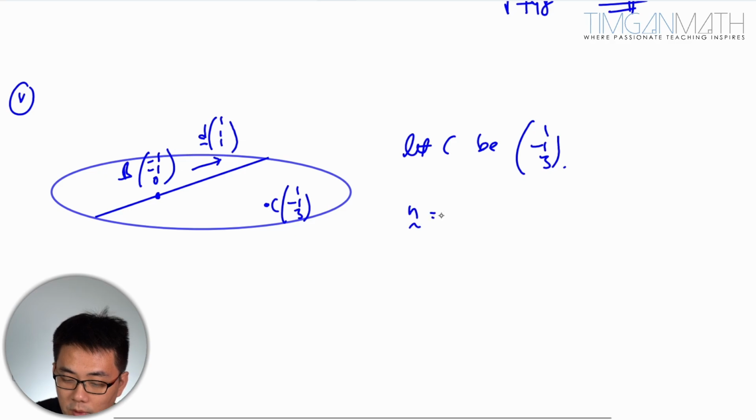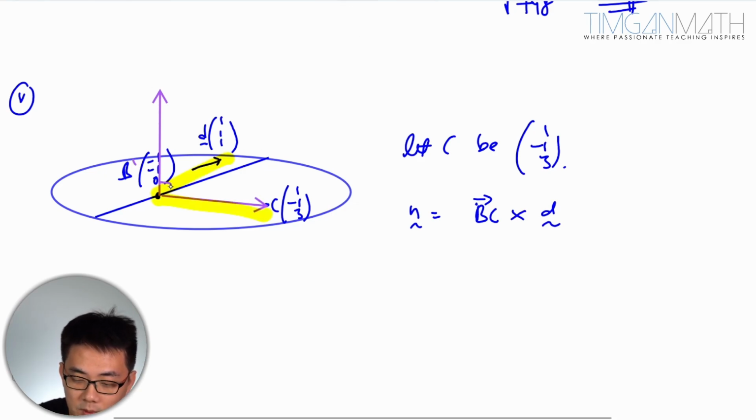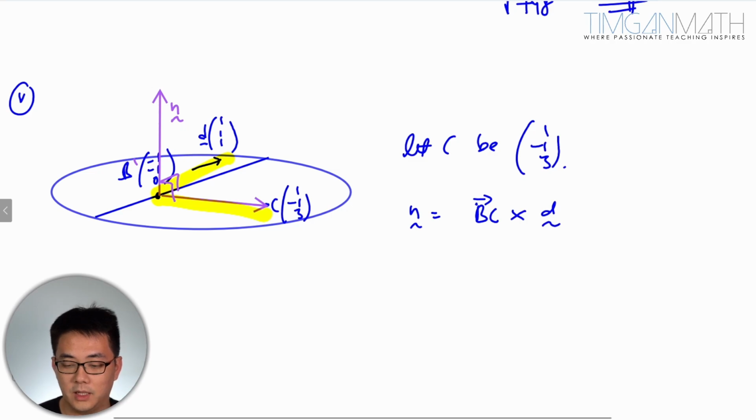To find the normal, it will be BC cross D. That will be the normal of the plane. I just want to find this normal here, so I'm just going to take BC cross with D. That will give me the normal of the plane. It's like the Fleming left or right hand rule. You take BC cross with D, and we just get the normal here.